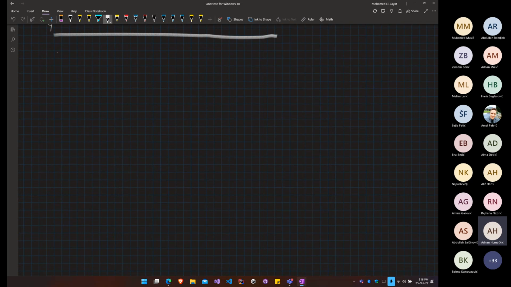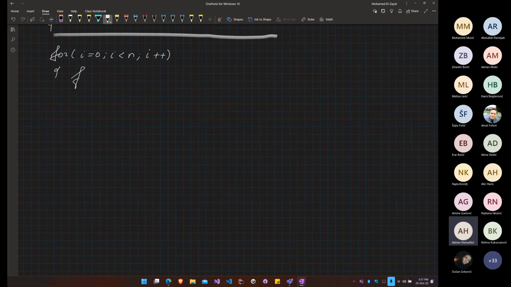So I'm going to have a for loop of i equals 0 and i is less than n, i plus plus, and another for loop for j equals 0, j is less than i, j plus plus, and then code goes here, we don't care pretty much. But right now, we need to know what is the time complexity of this.